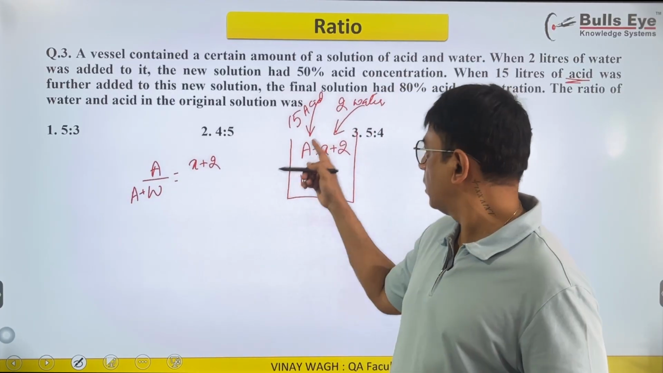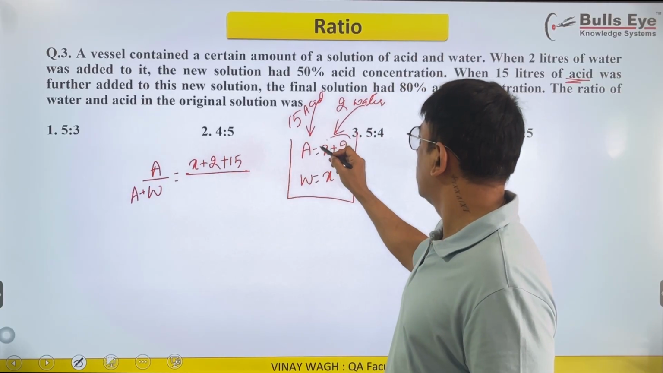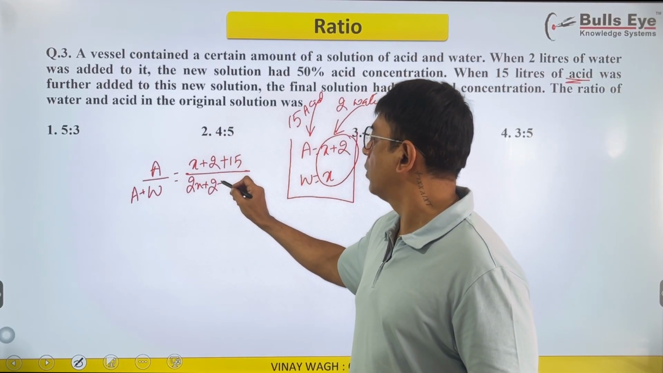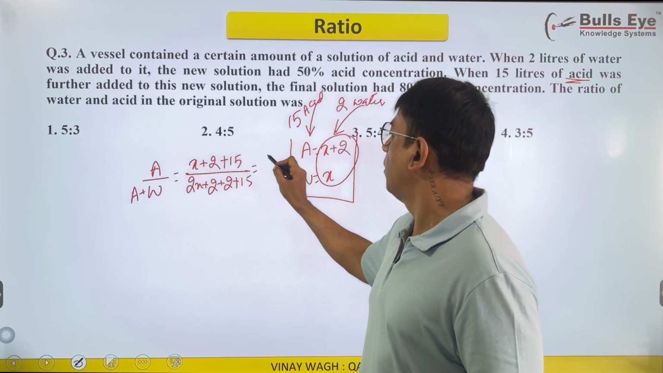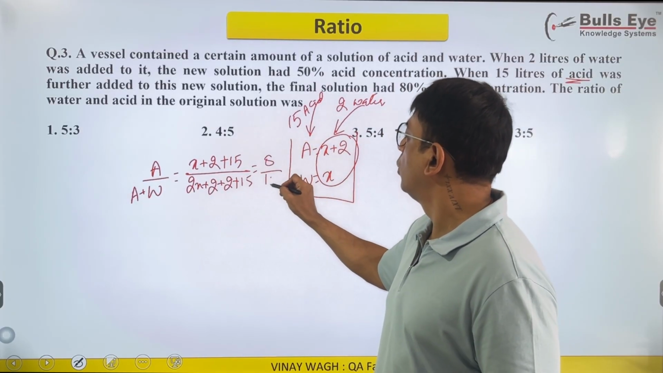Then how much we got? The addition in the form of, we got 15. How about the total? Total initially was 2x plus 2. Then we got 2 liters of water and then 15 liters of addition, and this became acid 80% of the total.